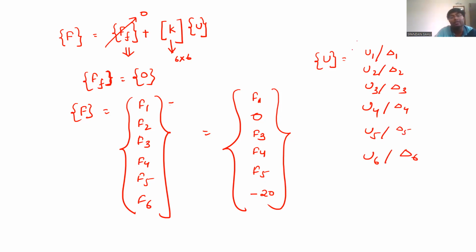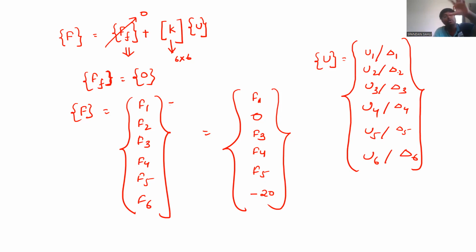This delta does not mean it will be only translational movement. There will be rotation. This delta 2 is not translation. These are rotations because those are attached to a rotational degree of freedom.